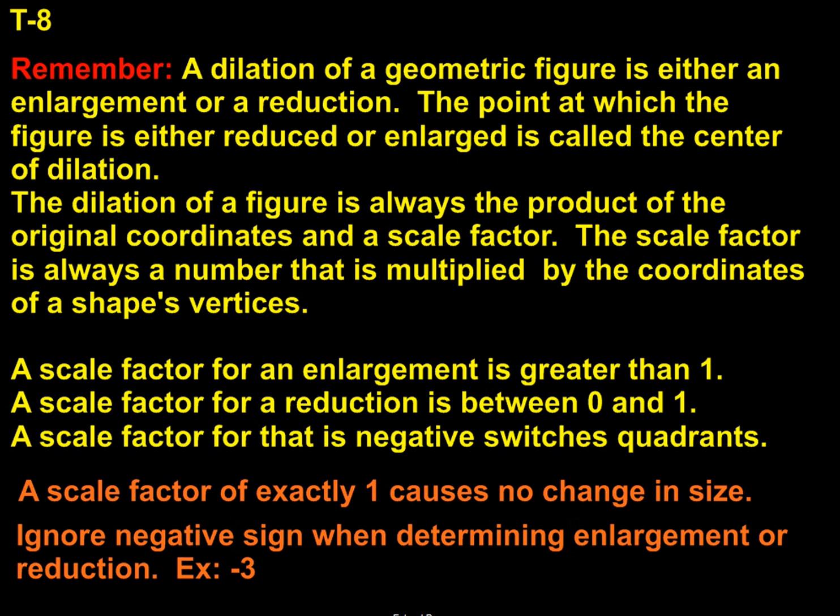For example, if you have -3, a -3 technically is less than 1. But for the purposes of determining whether it's for an enlargement or a reduction, you should ignore the negative sign and just focus on the 3. A 3 being greater than 1 would indicate that it's going to be an enlargement. Then you would look at the negative sign, and that would indicate that this enlargement is going to take place in a different quadrant than the original.